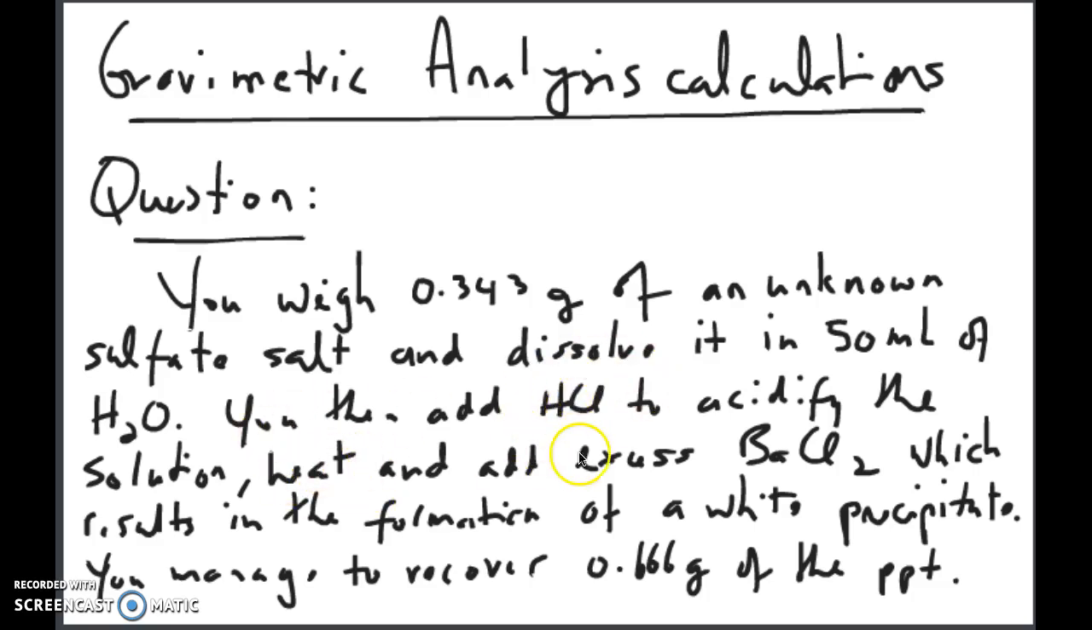You heat it, and then at the end, you isolate this precipitate that is formed because of the reaction between the sulfate and the barium, which is the barium sulfate. And in this case, the precipitate, once you filter and heat the paper away, turns out to weigh 0.666 grams. So the question then is, what is the cation that was originally present in the unknown sulfate salt?